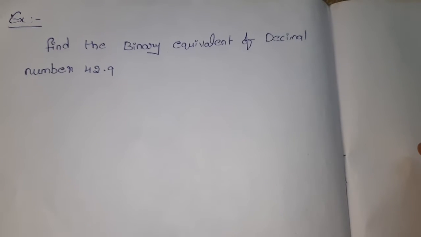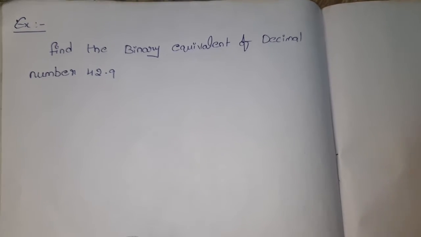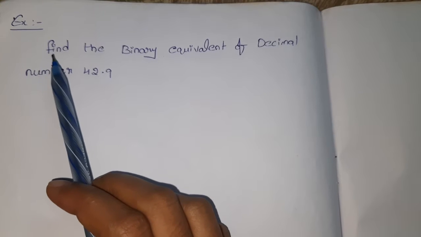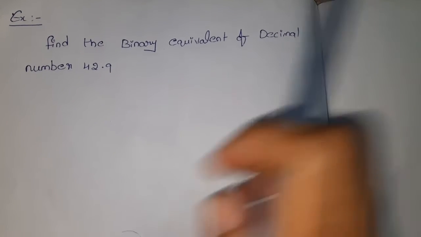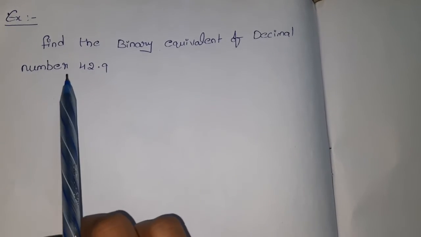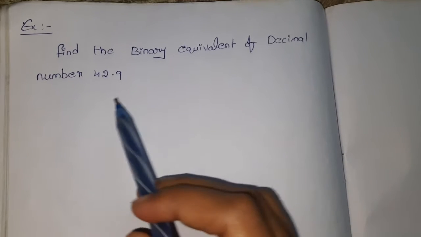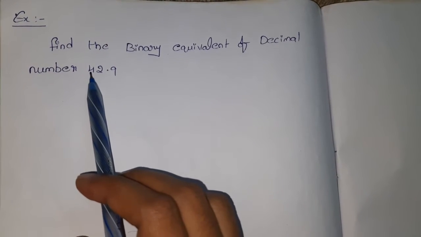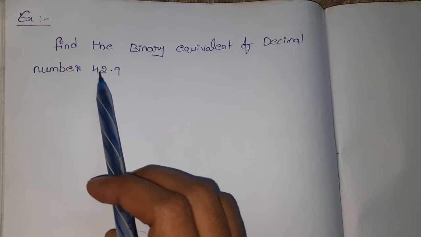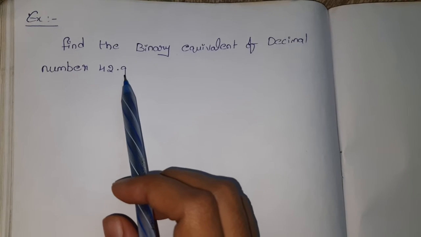In this lecture, we will see one example problem relating to decimal to any other number system. The given problem is to find the binary equivalent of the decimal number 42.9. For any problem, before the point you have to do successive division, and after the point you have to do multiplication.